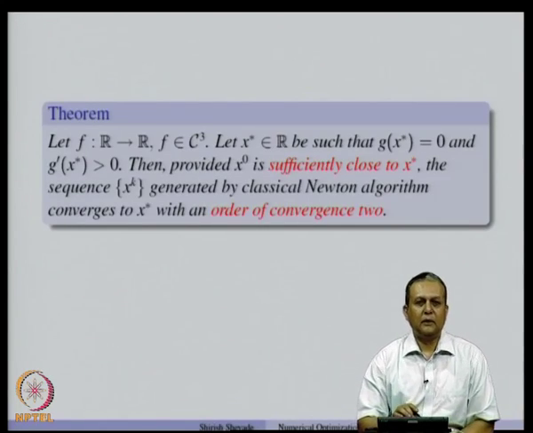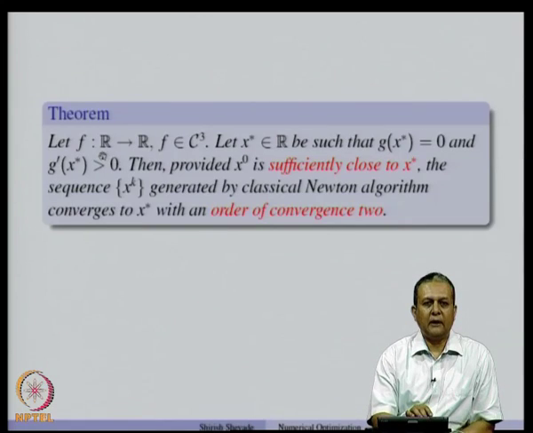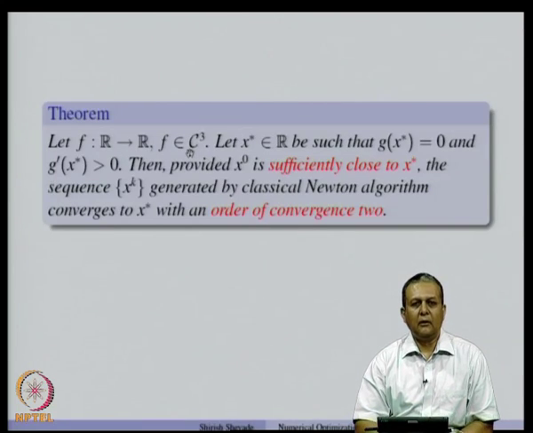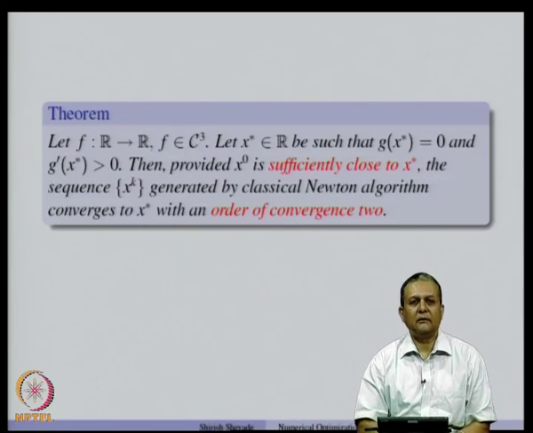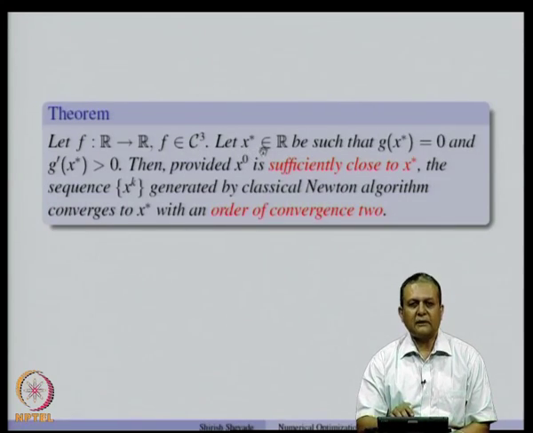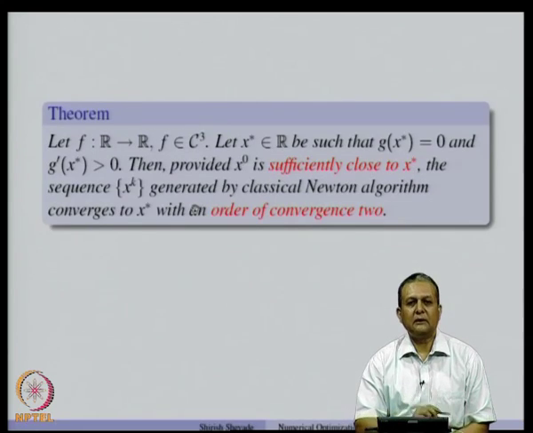So, we have a theorem. Let f be a real valued function and it is thrice continuously differentiable. The thrice continuous differentiability is needed because we wanted the derivative to be Lipschitz continuous. So, that is why we need this. Let x star belong to R be such that g of x star is 0, the gradient vanishes, and the second derivative is greater than 0. Then provided x_0 is sufficiently close to x star, the sequence generated by classical Newton algorithm does converge to x star with order of convergence 2.